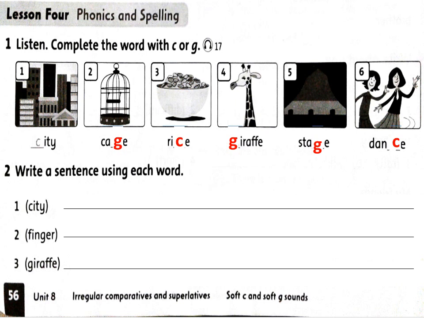Write sentences using each word. Number 1, city. Number 2, finger. And number 3, giraffe. Now I will give you some suggestions to write the sentences by answering my questions. Now question 1. Where do you live? Your answer is I live in Ho Chi Minh City. Good.